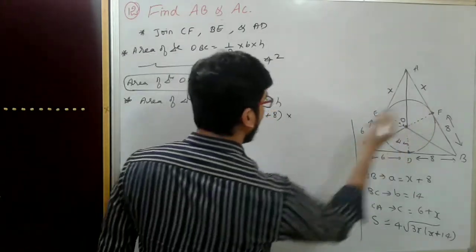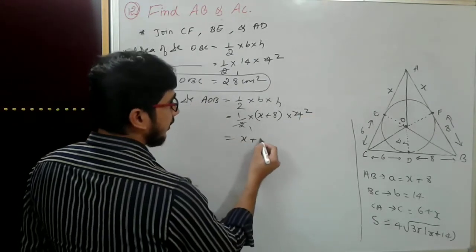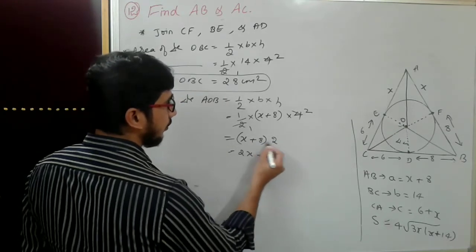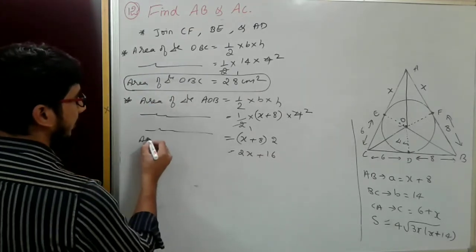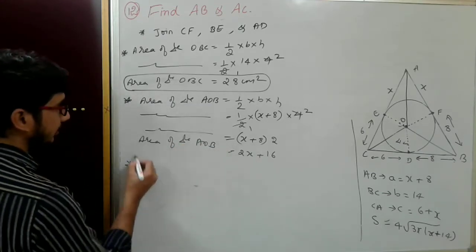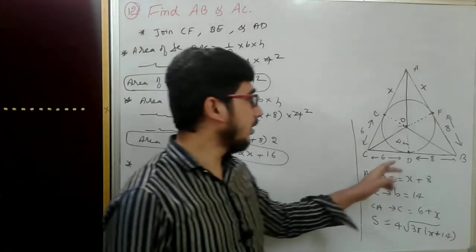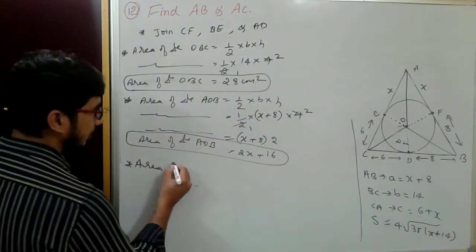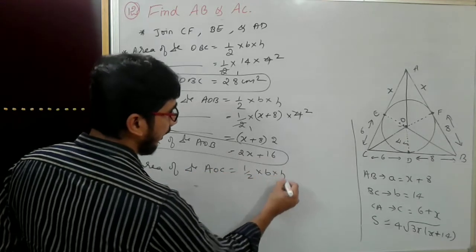Height, how much? That is 4 centimeter. Now 2 1s are 2, 2 2s are 4. So x plus 8 into 2: 2 into x is 2x, 8 2s are 16. This is the area of triangle AOB. Let us find the area of triangle AOC. Area of triangle AOC is equal to half into base into height.